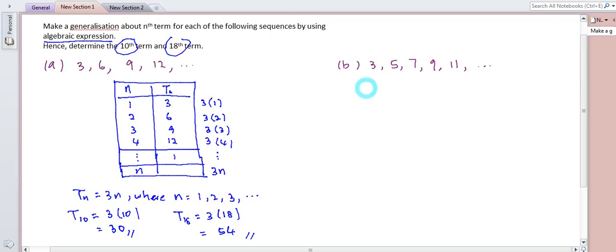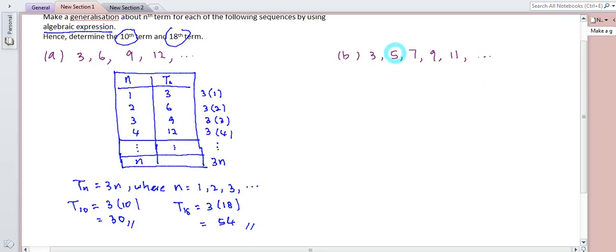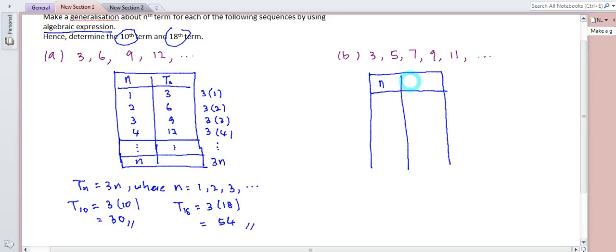Okay, let's go to part B, second one. So here 3, 5, 7, 9, and 11. Same thing, I draw a table first. This is optional. Actually, if you don't want to draw a table, also can. No problem, as long as you can get the patterns of this number sequence. So n, this is Tn. So term number 1, term number 2, term number 3, number 4, and so on. So first term T1 is equal to 3, T2 is 5, 7, 9, and so on.